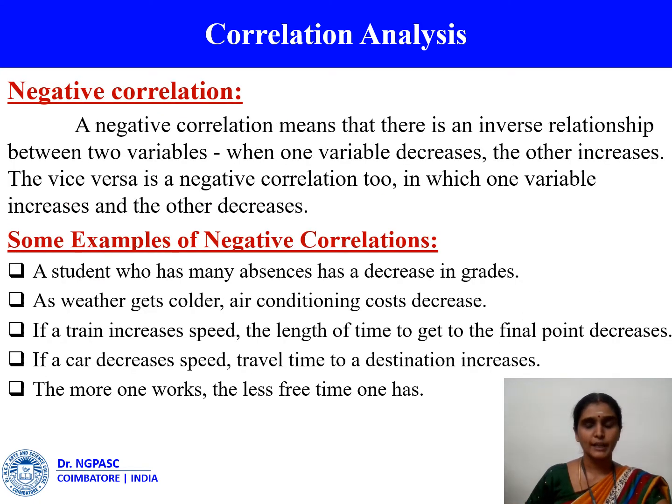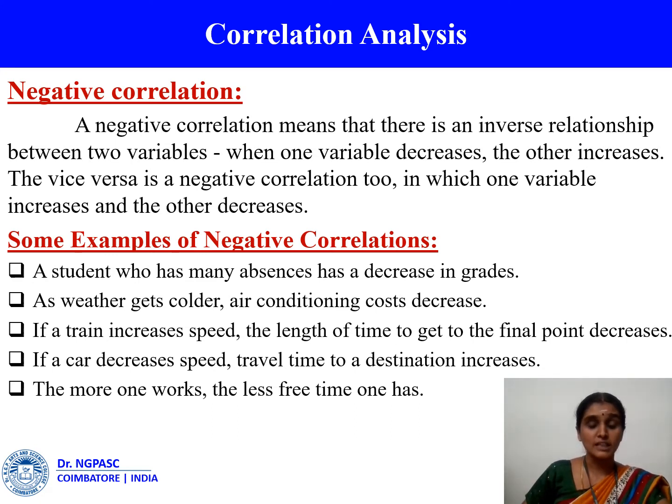The next one is negative correlation and its examples. A negative correlation means that there is an inverse relationship between two variables. When one variable decreases, the other increases. The vice versa is a negative correlation too, in which one variable increases and the other decreases. For example, a student who has many absences has a decrease in grades. That is, an increment in the absences leads to a decrement in grades.